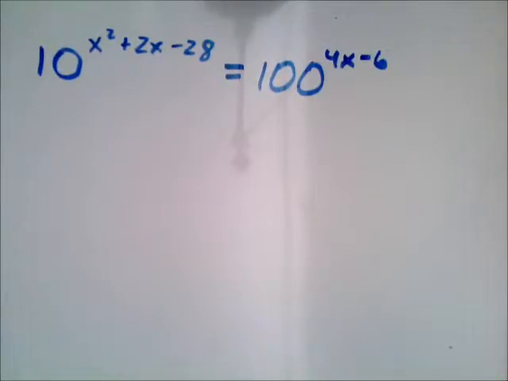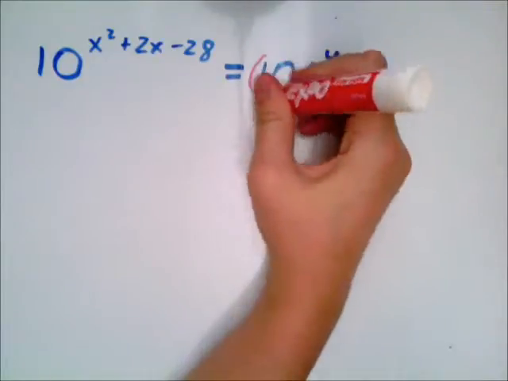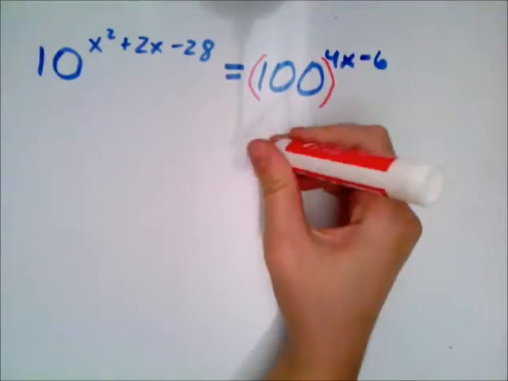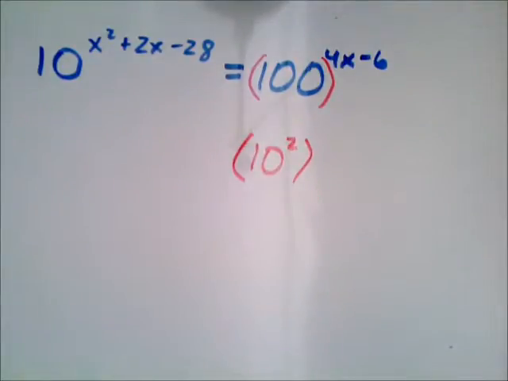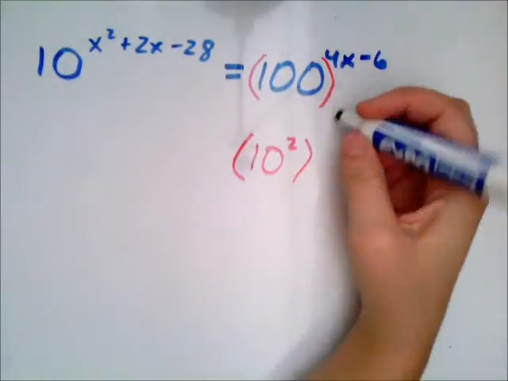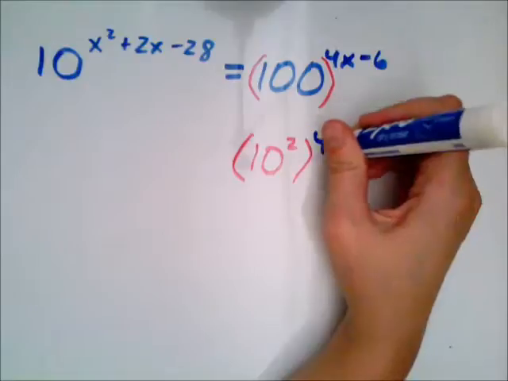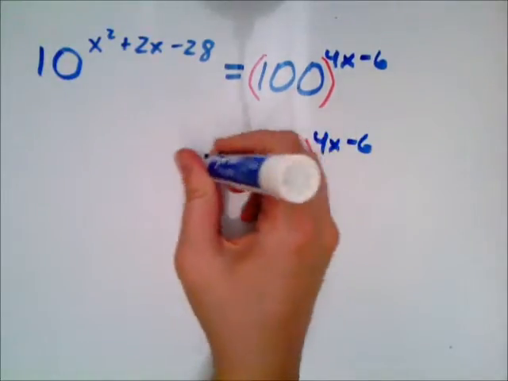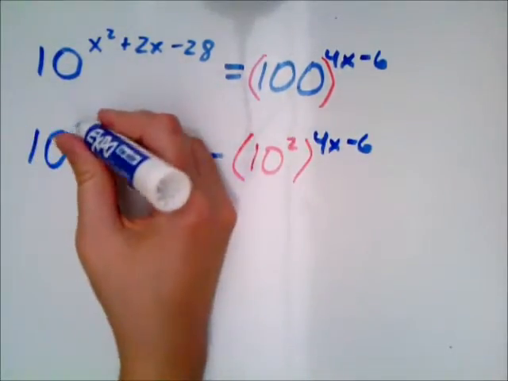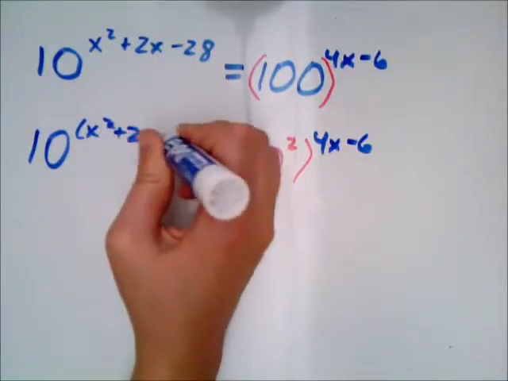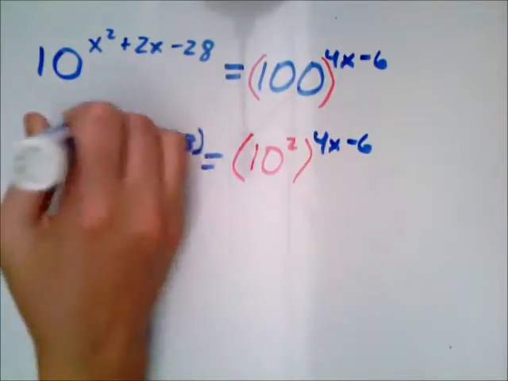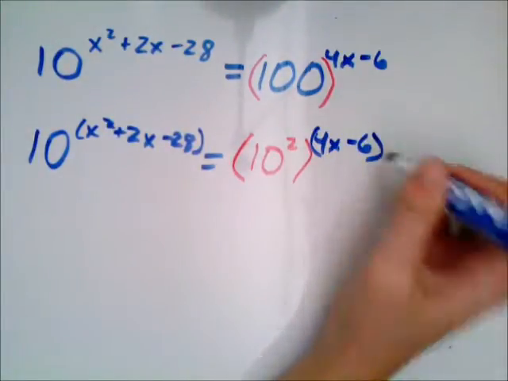So down here I want to think, okay, well, if this was 100 to this exponent, I could think of it as 10 squared to this exponent, since that's the same thing as 100. And notice this is the exponent on this one, this is the exponent on this one.